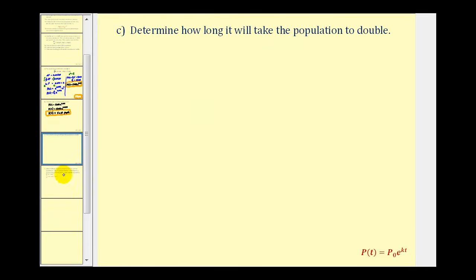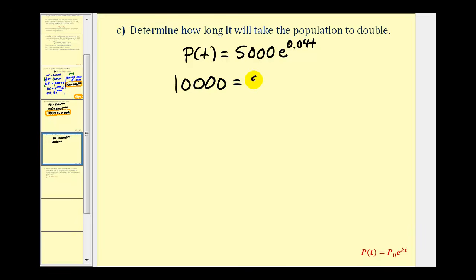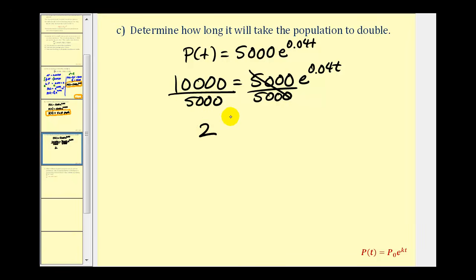The last question asks us to determine how long it will take for the population to double. So again, starting with our population function, the initial population is 5,000. 5,000 times 2 is 10,000. So we're going to set P of t equal to 10,000 and solve for t. Divide both sides by 5,000. 10,000 divided by 5,000 is 2. This will always be 2 when trying to find the doubling time.